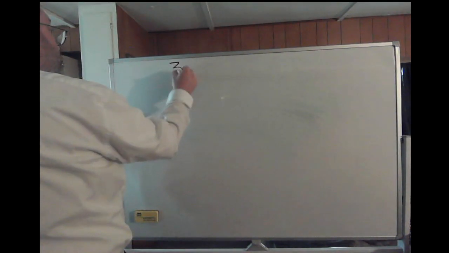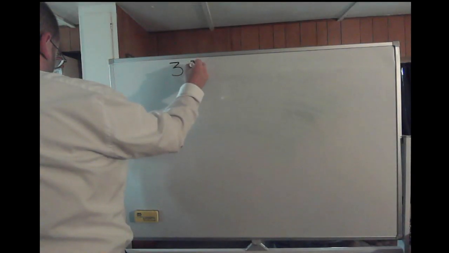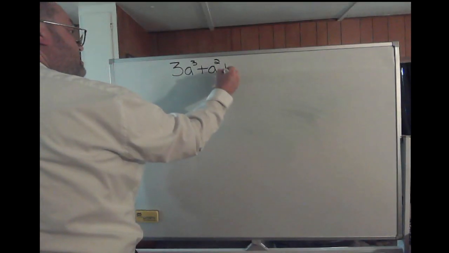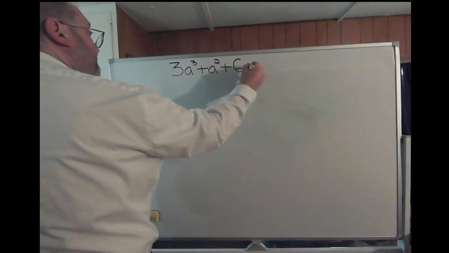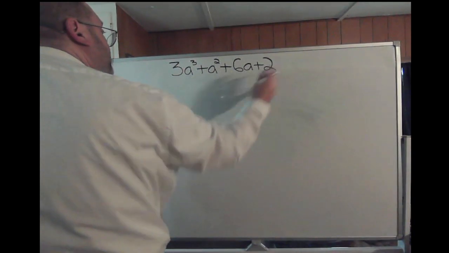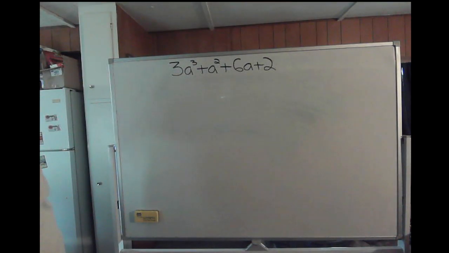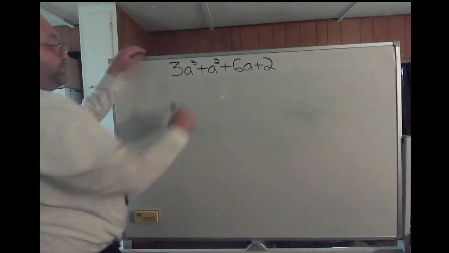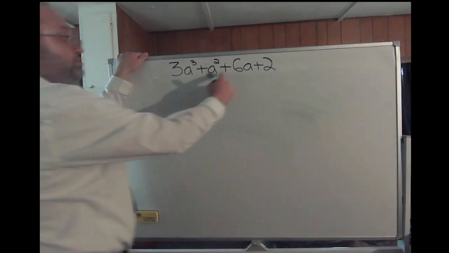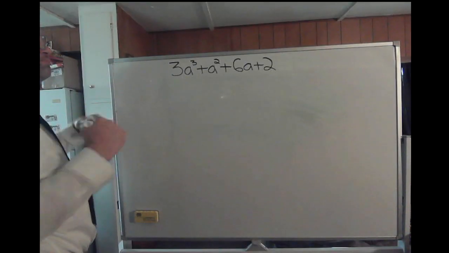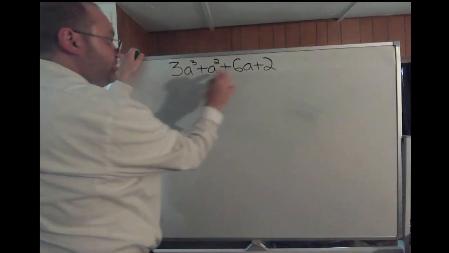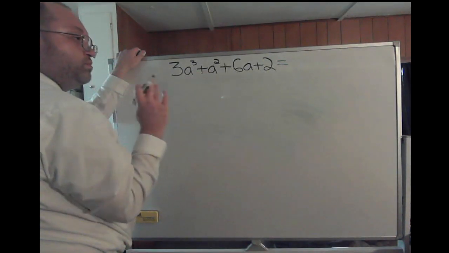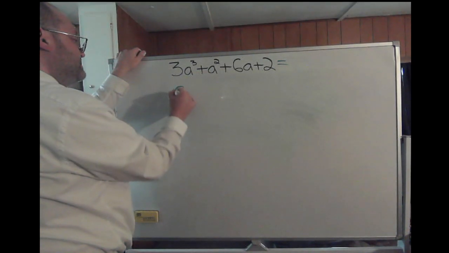Alright. We have 3a to the third plus a to the second plus 6a plus 2. So 3a to the third plus a to the second plus 6a plus 2. Well, looks like we're going to break these into two groups of two terms again. Between 3a to the third plus a to the second, what do they have in common? They have an a to the second in common.